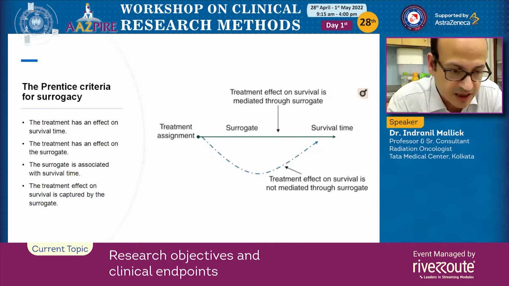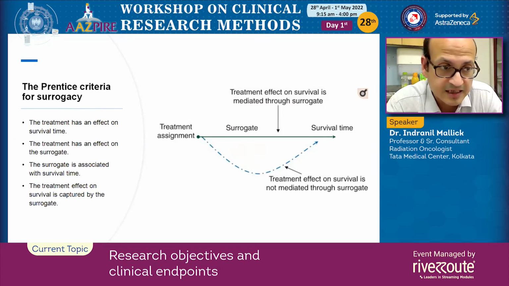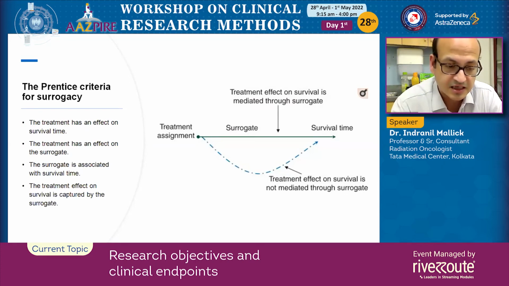Now, there has always been a debate regarding which surrogate endpoint is a good surrogate endpoint. And there have been various people who've tried to classify or come up with a set of standards or criteria which define what is a good surrogate endpoint. One of them, the oldest actually, I think derived in 1989, was by Prentice. The Prentice criteria of surrogacy involves 4 criteria: that the treatment has an effect on survival time, the treatment has an effect on the surrogate, the surrogate is associated with the survival time, and the treatment effect on the survival is captured by the surrogate. Now, if all of these criteria are met, then by definition, it is a good surrogate endpoint.